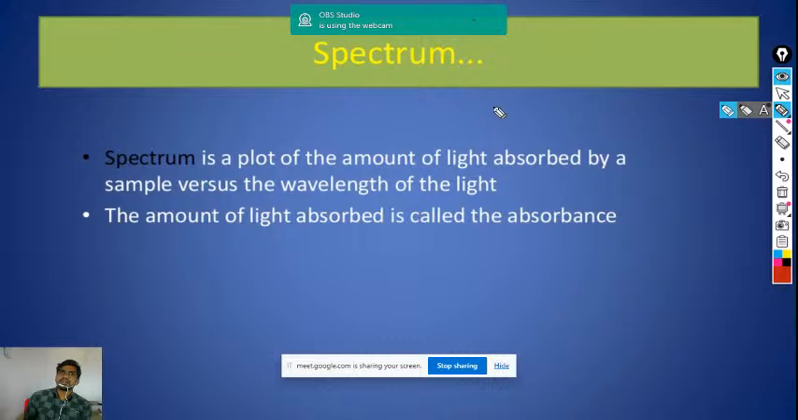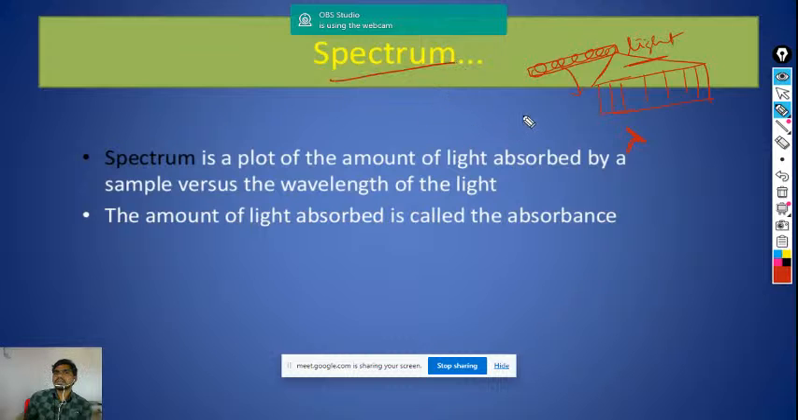Spectrum. So spectrum is nothing but, if you take a mat when it is rolled, this is like light, the electromagnetic radiation. If I open this mat and spread it, it gives a spread like this. Similarly, if you expand the light based on the wavelengths, that is said to be a spectrum. Spectrum is nothing but an opened mat of light.